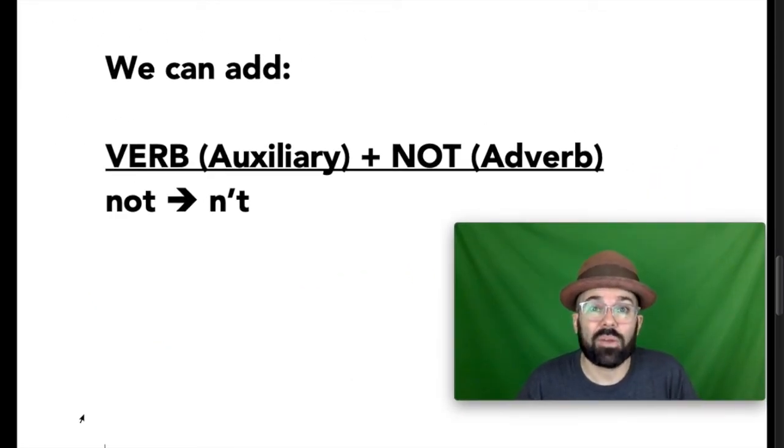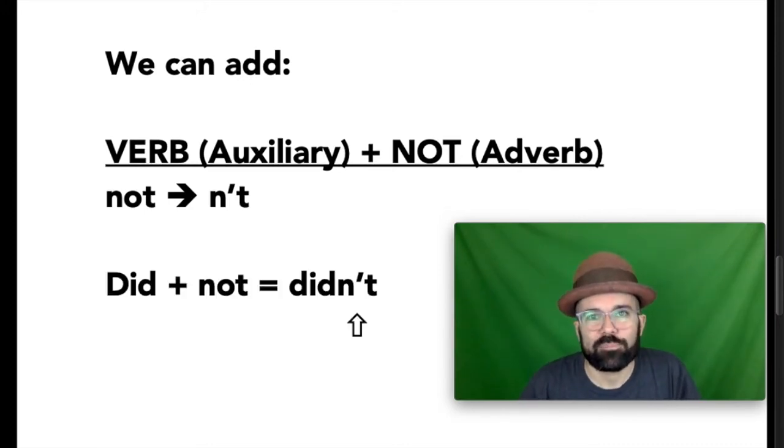Another very common way that we create contractions is by adding a verb, an auxiliary verb, to the word not, which is an adverb. In doing so, and this is where it gets a little challenging for some folks, the letter that goes missing is the O in the middle of the word not. So N-O-T becomes N, apostrophe, T when we smush the words together.